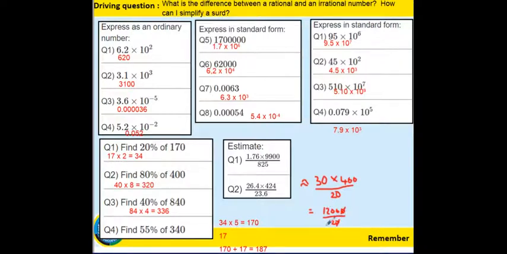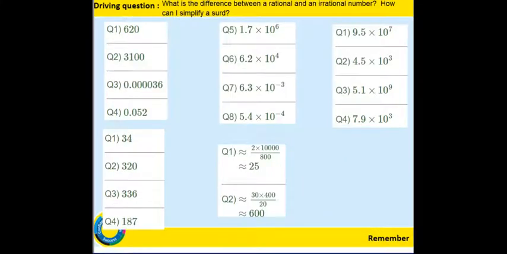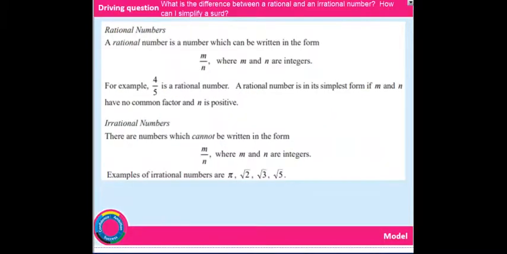Cancel out the zeros, and 1200 divided by 2 is 600. Here we go, there's our answers. Let's move on to the next part of the lesson.